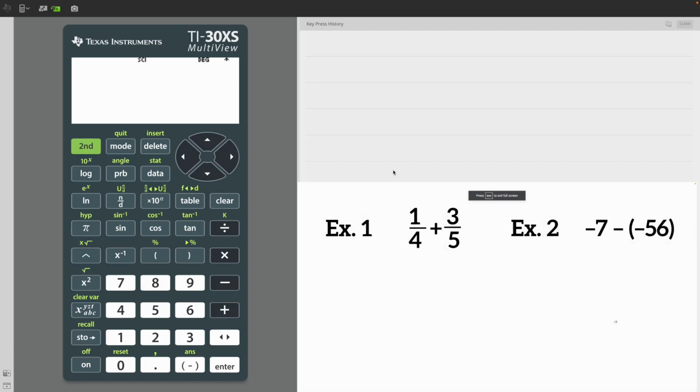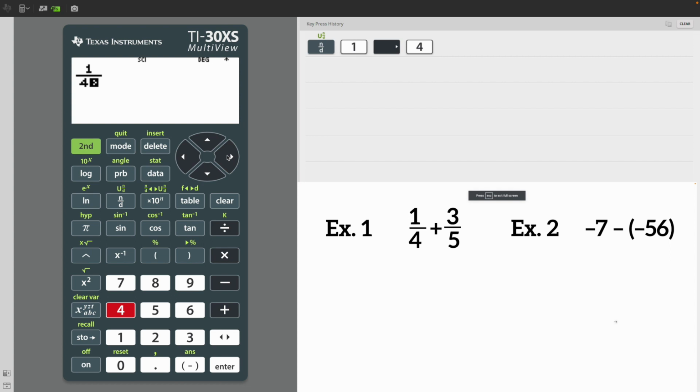Okay, so fractions. This guy does fractions. N over D button, you love it. Type that N over D button. Use your arrow keys to navigate around. So I'll type 1 on the top in the numerator, 4 on the bottom in the denominator.